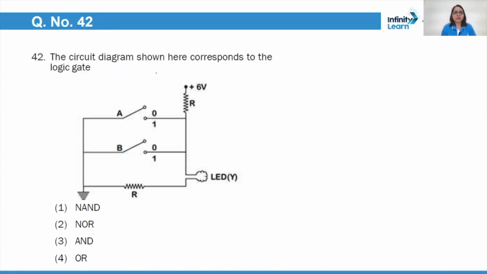Question number 42. The circuit diagram shown here corresponds to which logic gate? So when A and B both are 0, 0, the LED will glow. So this will be output 1. When A is 1, B is 0, right? So the LED will not glow because this is short circuited over here. Right, so it will be 0. When B is 1, A is 0, then again the LED will not glow because it is short circuited from here. Right, so this will be 0, and when both are 1, 1, then again the LED will not glow. So this truth table is for NOR gate.